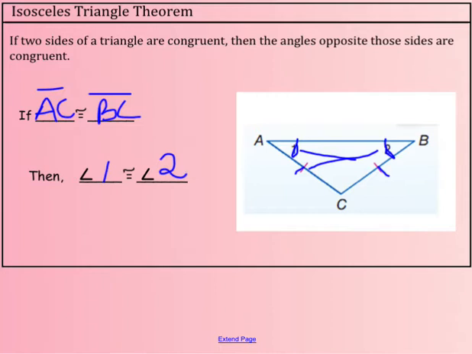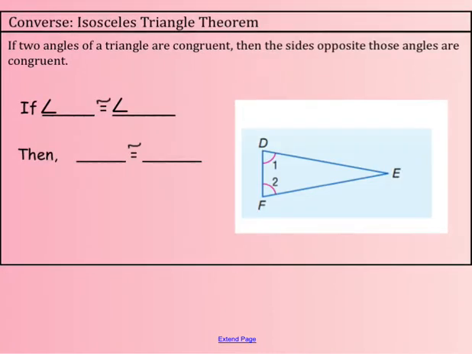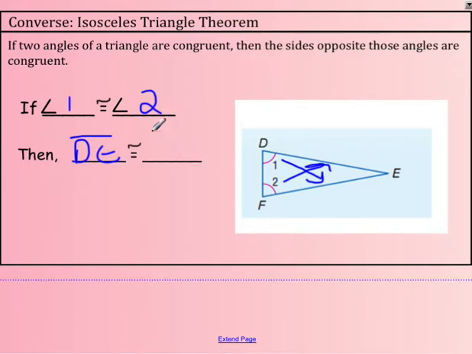Here's another, the converse of that theorem. We're just going to flip it around. Likewise, if angle 1 is congruent to angle 2, then we look at the sides sitting across from those angles, and they are also going to be congruent. So then DE is going to be congruent to FE.